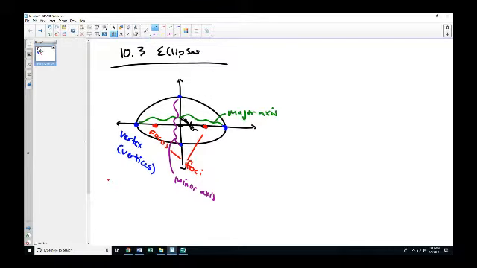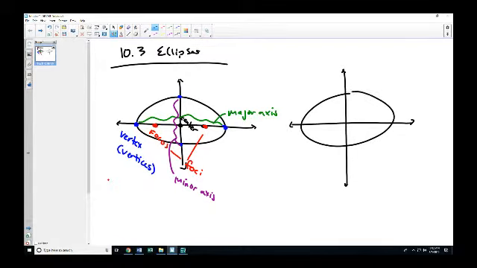Okay, so all these determine the formula. So in the formula, here's the formula. It looks kind of like the circle formula. Some kind of.